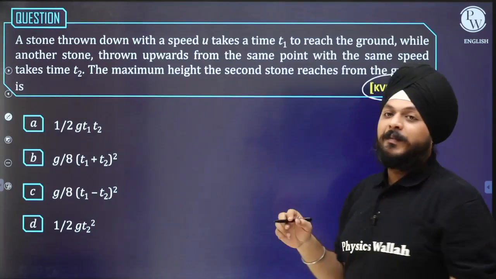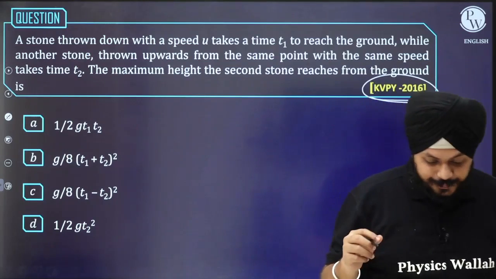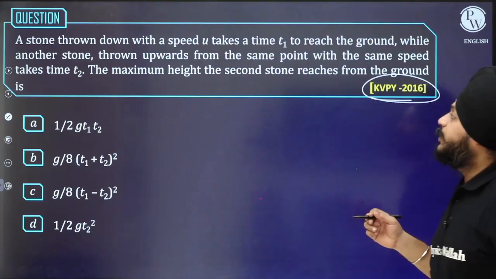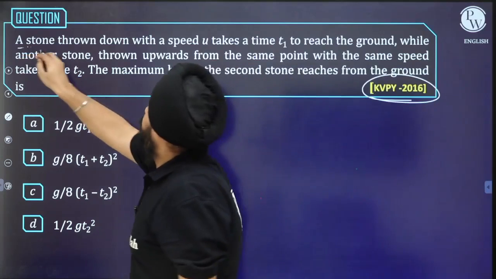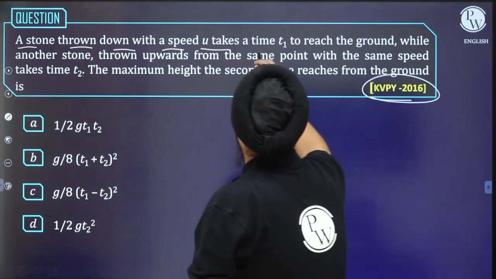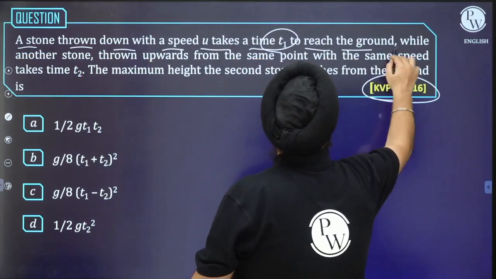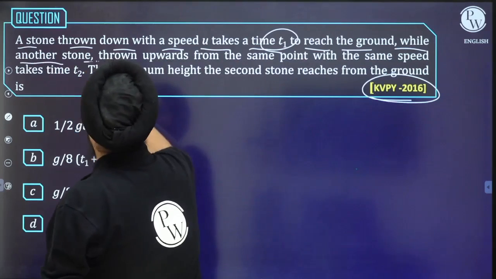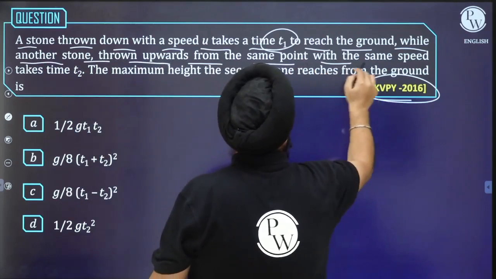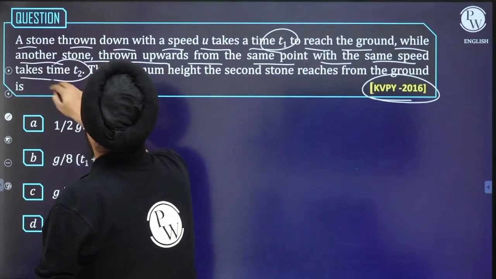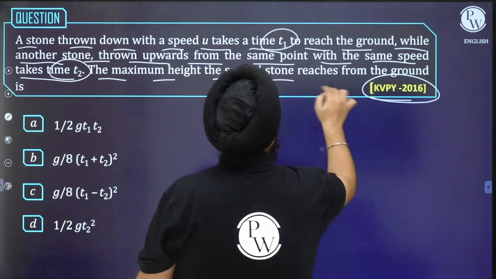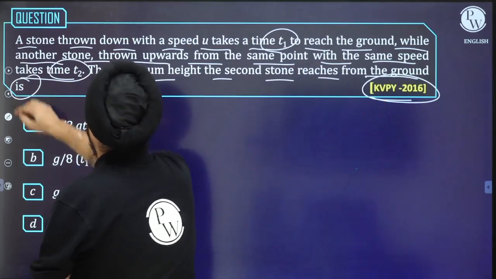It's a KVPY question that appeared in the paper of 2016. A stone thrown down with a speed u takes a time t1 to reach the ground, while another stone thrown upwards from the same point with the same speed takes time t2. The maximum height the second stone reaches from the ground is?